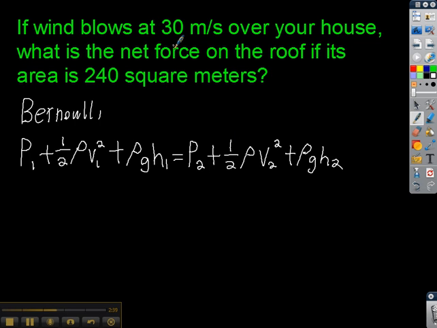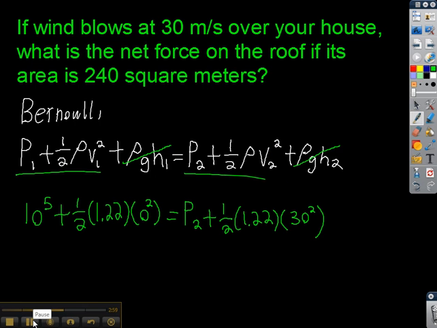But the key thing here is recognizing that this term does not matter, because the air above the roof is pretty much at the same height as the air below the roof. It's not really a big difference. So really all we care about is this stuff, the pressure and the 1/2 rho v squareds. All right, so plugging things in one at a time. First, we're going to look at the air underneath the roof.